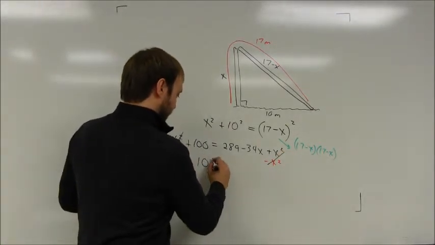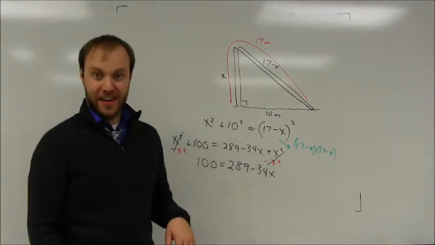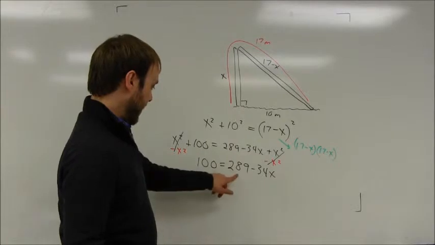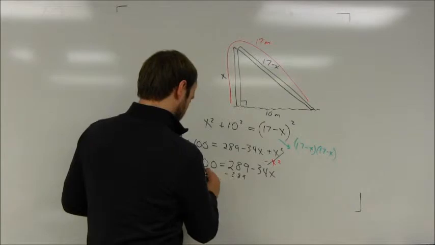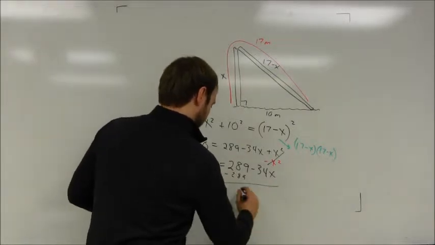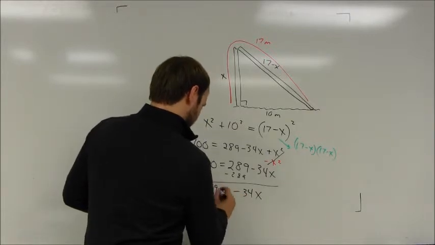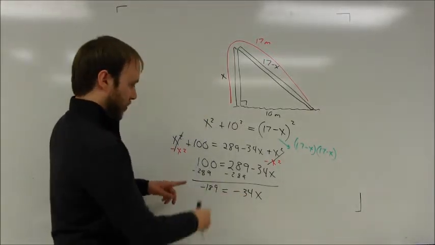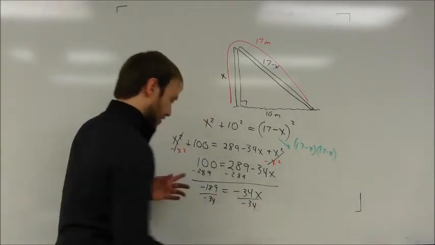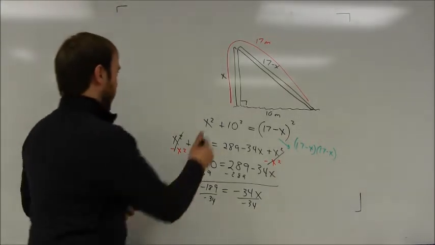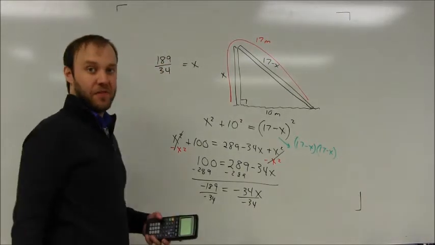I'm left with 100 equals 289 minus 34x. And I can subtract 289 from both sides here. And we're going to get negative 34x is equal to negative 189. So when we divide both sides by negative 34, of course it's going to end up being a positive. I get 189 over 34 for x. By the way, I believe that's simplified.